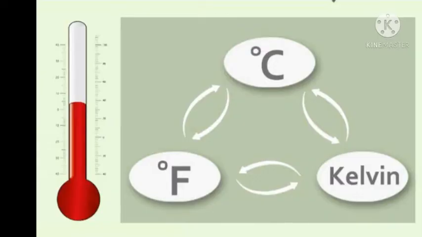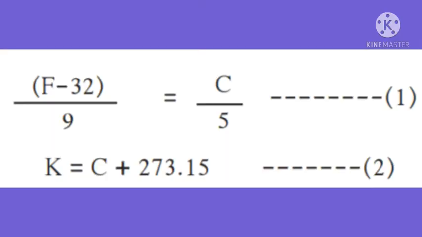Temperature is measured in units of Celsius, that is degree C, Fahrenheit, that is degree F, and Kelvin, K. Kelvin is used in scientific experiments, while the other two are used in daily life. The relation between the three units is shown by the following formulae. Formula number 1: (F minus 32) upon 9 is equal to C upon 5. Formula number 2: K is equal to C plus 273.15.